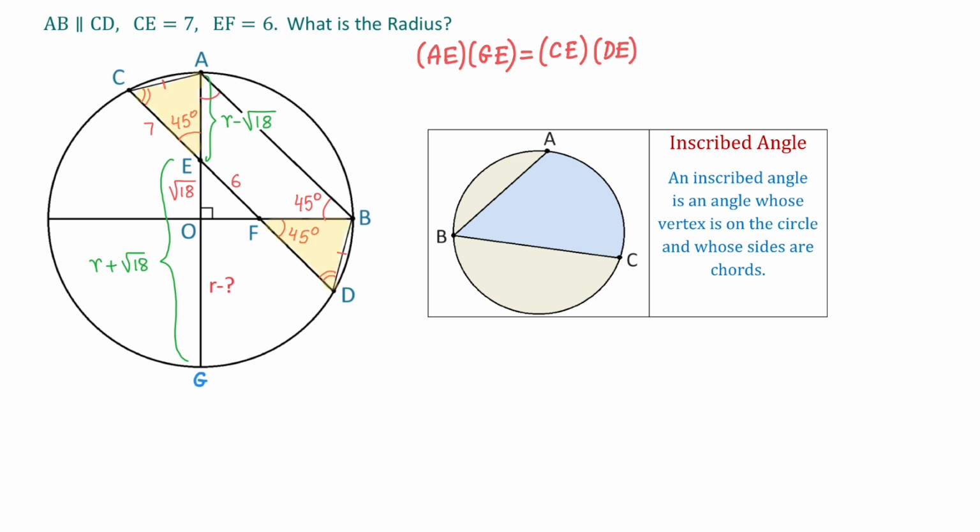Now let's look at the triangles ACE and BDF. The side AC equals the side BD. Each of these angles measure 45 degrees, and this angle equals this one. Then we can say that these two triangles are congruent. And this means that if CE is 7 units, then DF is also 7 units. Then ED will be 6 plus 7, which is 13.